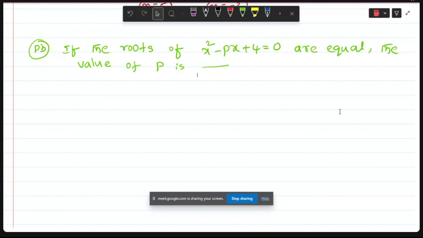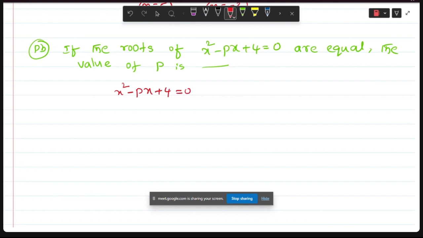Sir, is p equal to 4? One more, ma'am. Two values, I think. Very good.